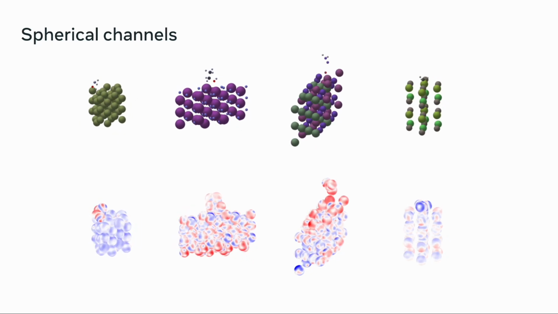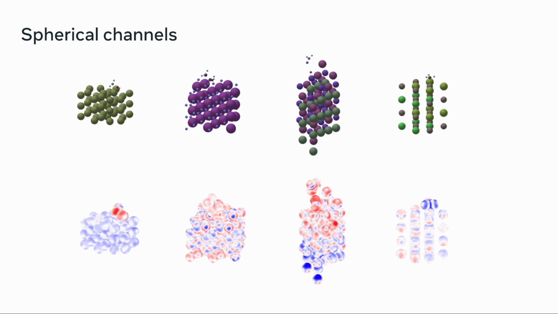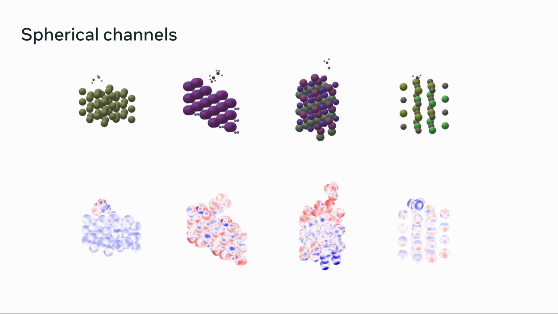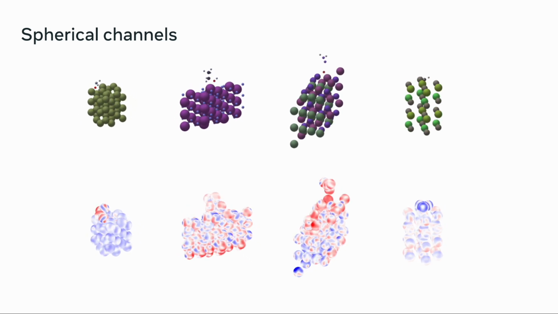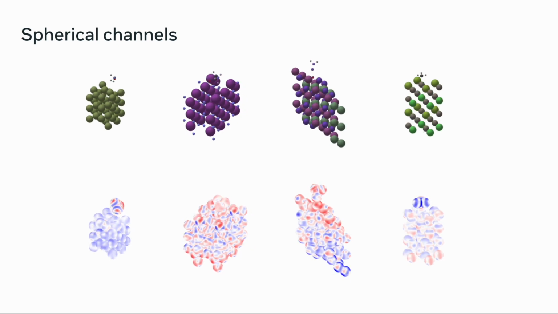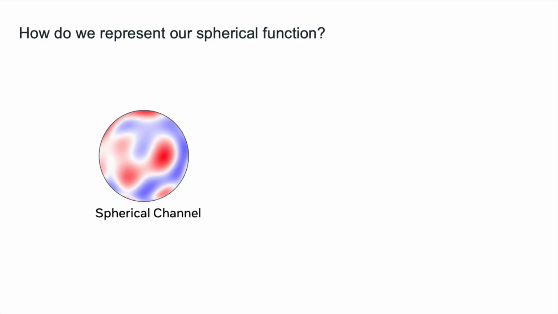So just to give you a sense for what these spherical channels should hypothetically look like if we have a system and it's all rotating, what you can see here is that as we rotate the entire system, the spherical channels rotate accordingly. How do we represent our spherical functions or our spherical channels?